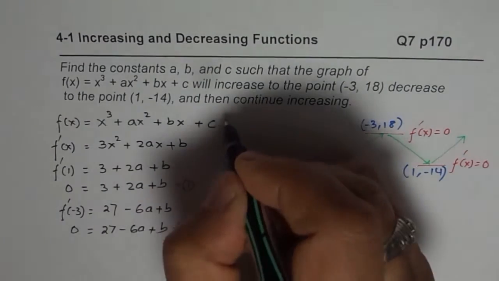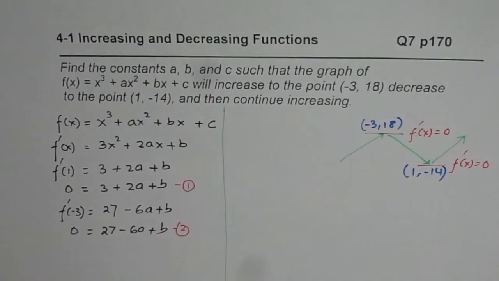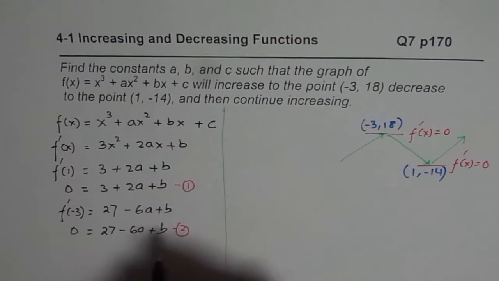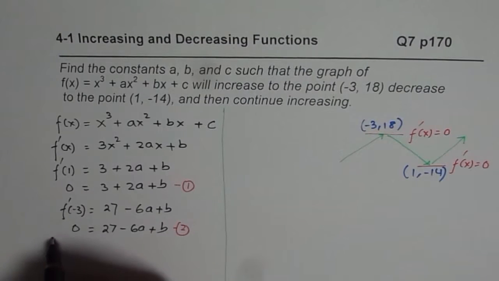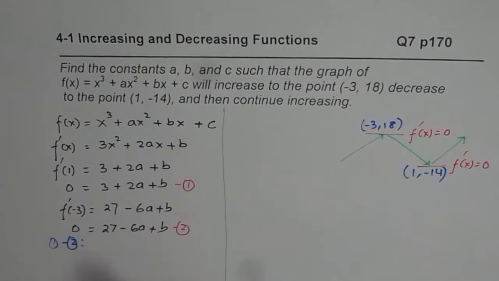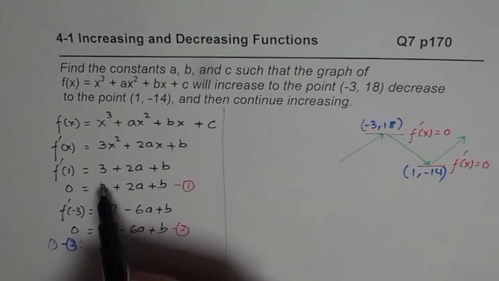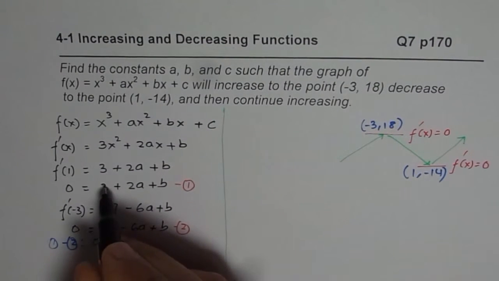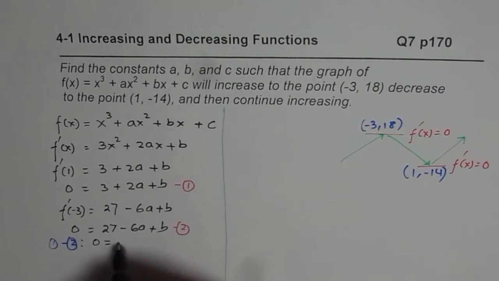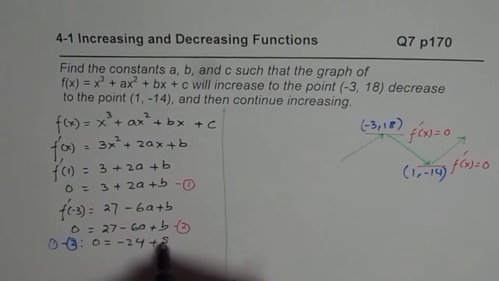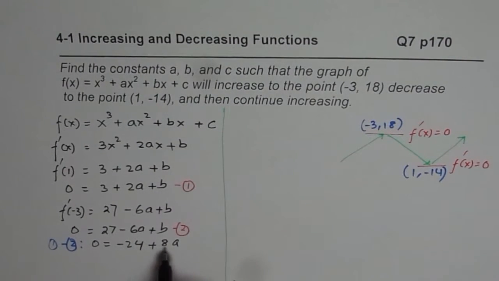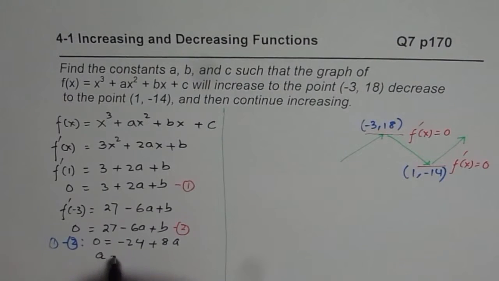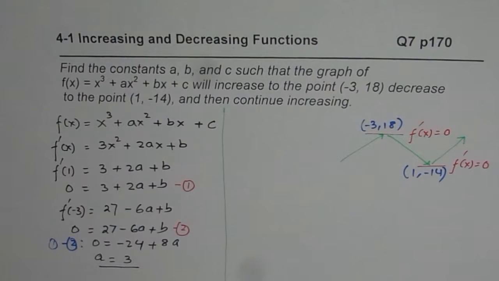Now we'll solve these equations to find the values of a and b, right? Let us say equation 1 minus equation 2. Then what do I get? I get 0 on the left side, so 0 equals this. When you take away 27, you get -24, and 2a minus (-6a) gives you plus 8a, and b minus b is 0, right? So from here, -24 plus 8a is 0, that means a equals 3, right? 24 divided by 8, so a is 3. That is how you find the value of a.